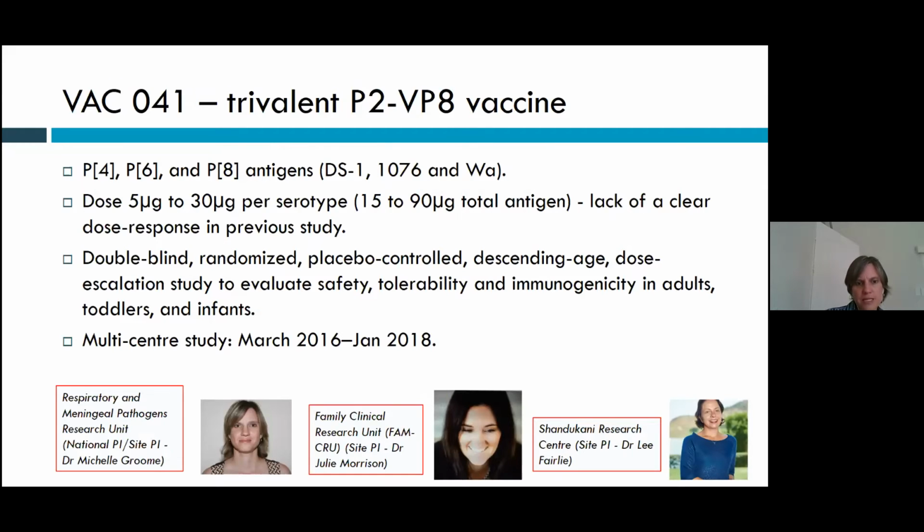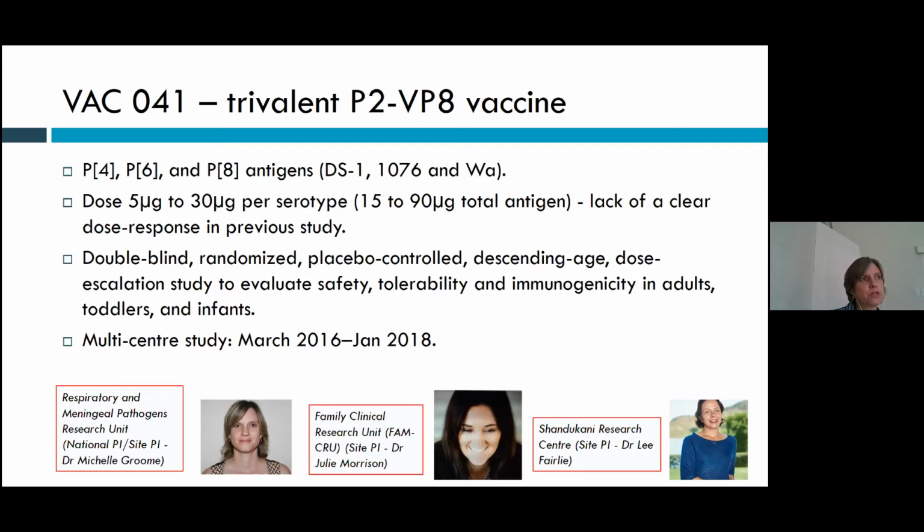And so for this study, it was a multi-center study where it was obviously conducted at us, and we had a good team of ladies heading up as PIs on the study with Lee Fairley from Shandukani and Julie Morrison from FAMCRU in Cape Town. And so we were looking at the trivalent vaccine. There were three different dosages that we were looking at because we didn't have a clear dose response in the previous study. And this was really a double-blind, randomized, placebo-controlled study.